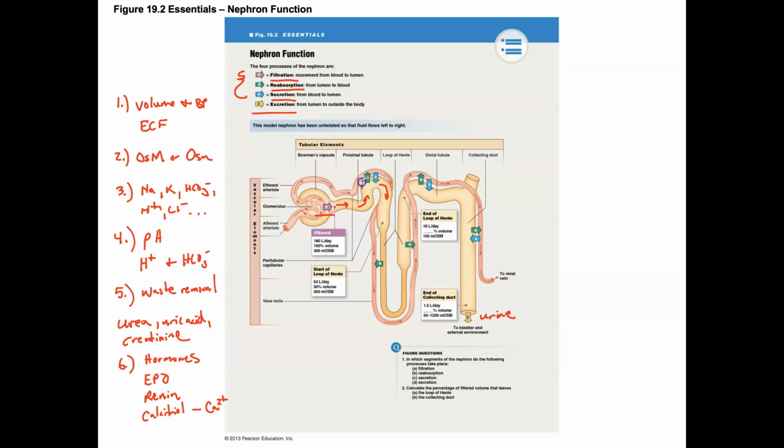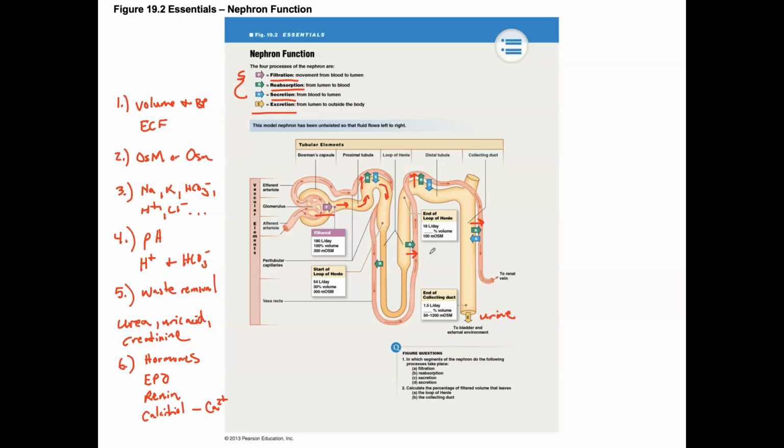So notice the arrows, we're moving back into the blood. So reabsorption is nephron to blood. So wherever you see reabsorption, remember it's nephron to blood, putting things back into the cardiovascular system. So we're moving things into the peritubular and vasa recta capillaries.